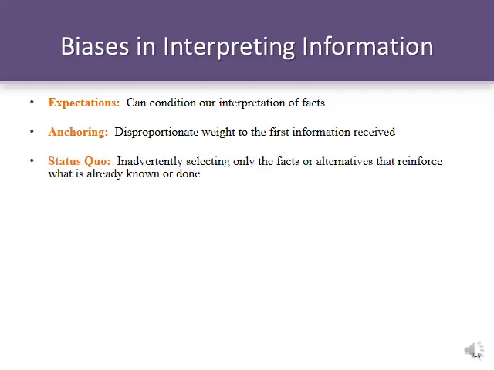Another form of bias is inadvertently selecting only the facts or alternatives that reinforce what is already known, and that's status quo bias. That is part of the bias with intuition, right? Because whether you realize it or not, you tend to only look for the facts and evidence that reinforce your previous experience, what you already know, what you've done in the past. And if the status quo is identical to what it was in the past, great. But the reality is they are unlikely to line up.